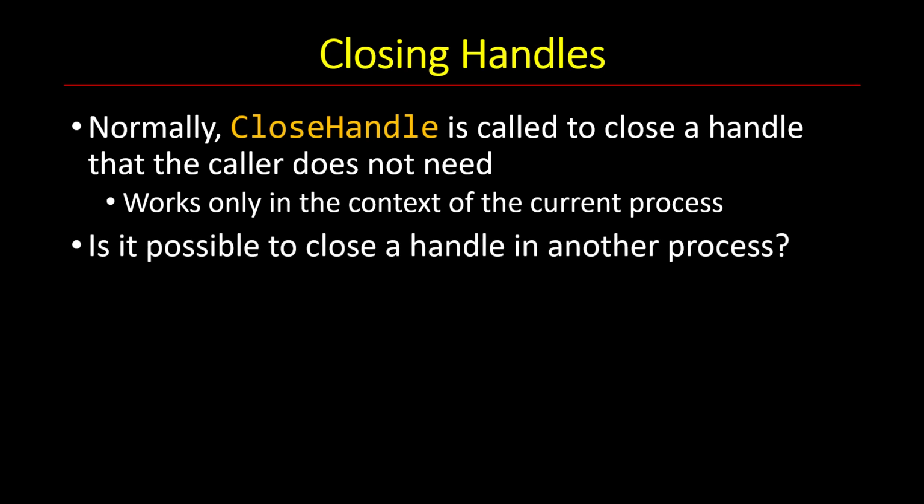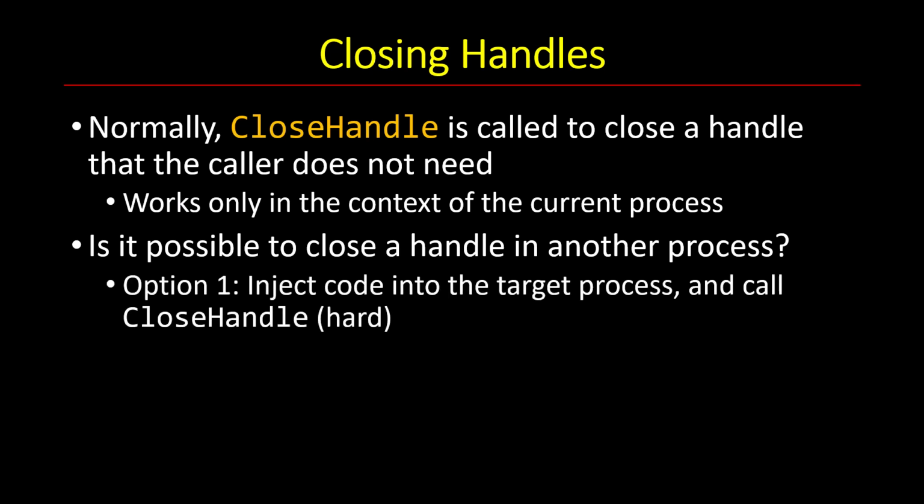And generally it is, and there are two basic ways to go about it. The first option is to inject some code into the target process and then call CloseHandle from within that process. Of course, assuming we know the handle number, the handle value. But that's pretty difficult to do, not just because of the technical aspects, but mostly because you need a very powerful handle to the target process to be able to inject code.